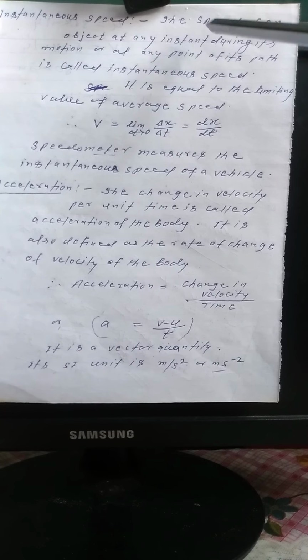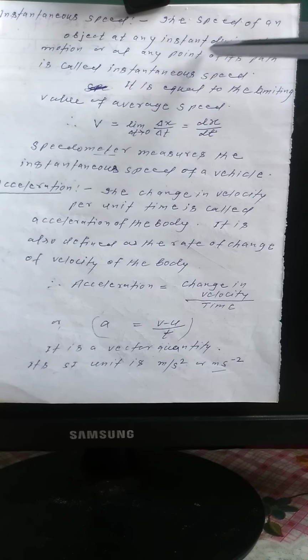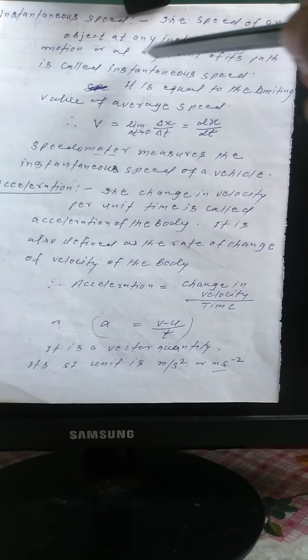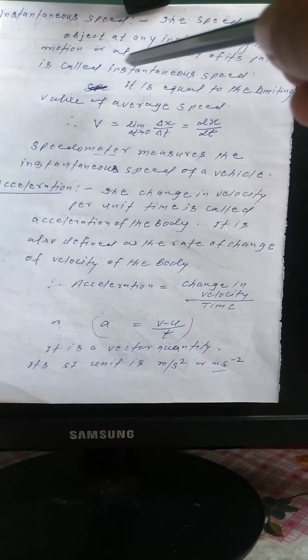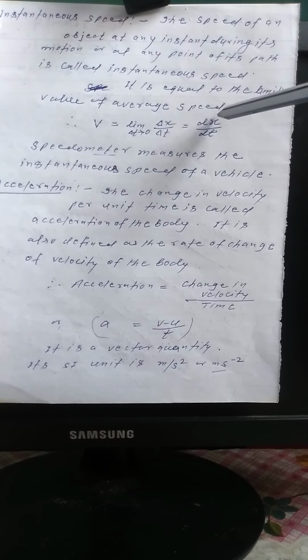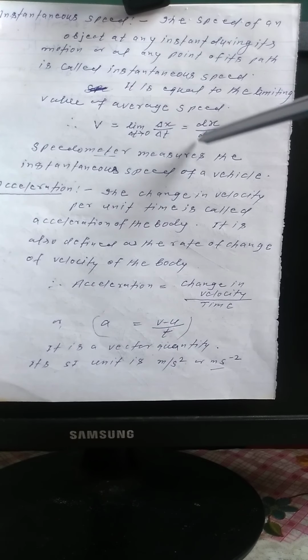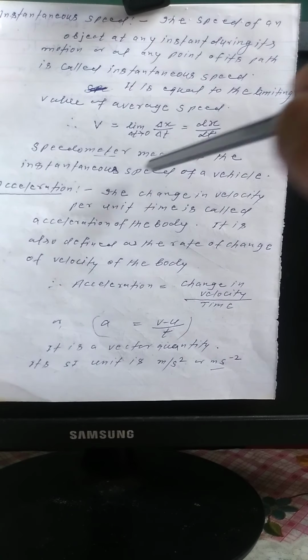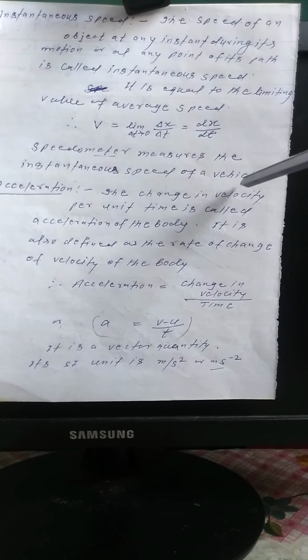Now instantaneous speed. The speed of an object at any instant during its motion, or at any instant of its path, is called instantaneous speed. It is equal to the limiting value of the average speed, or this is equal to dx by dt in calculus form. It means the differentiation of displacement with respect to time. So this is the instantaneous speed of the vehicle. A speedometer measures the instantaneous speed of vehicles.